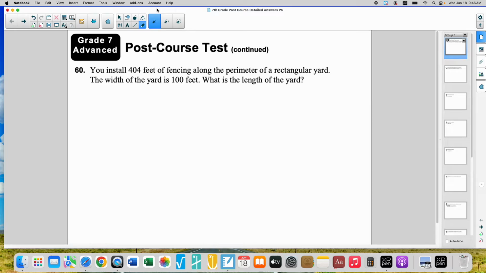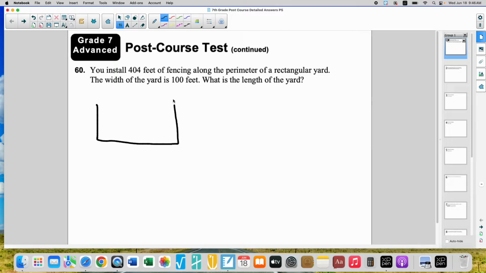This is page 5 of the grade 7 advanced post-course test. This is problem number 60. You install 404 feet of fencing along the perimeter of a rectangular yard. The width of the yard is 100 feet. What is the length of the yard?